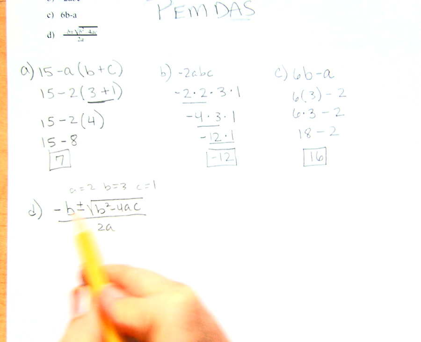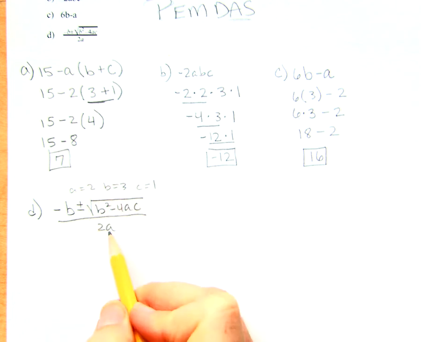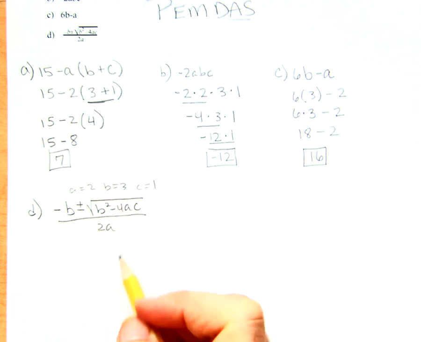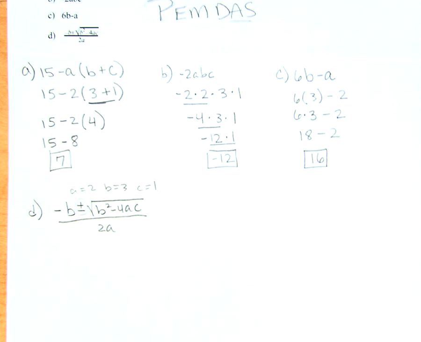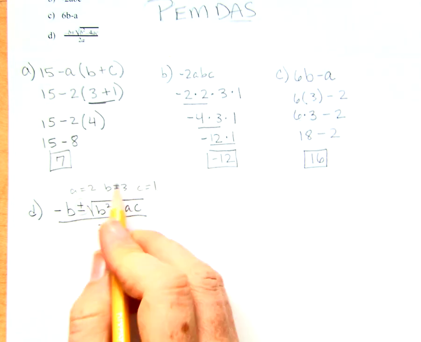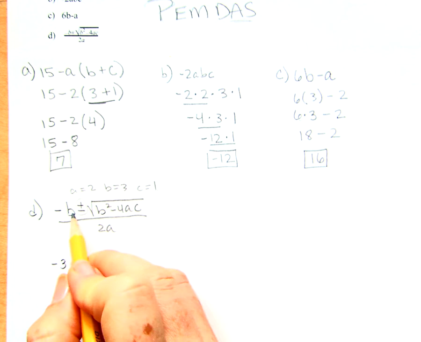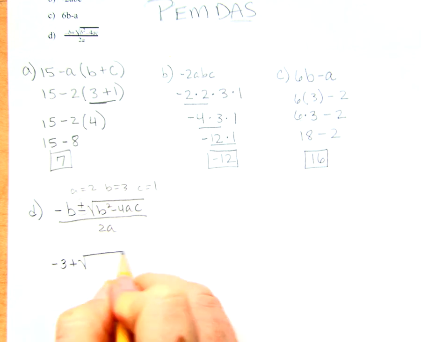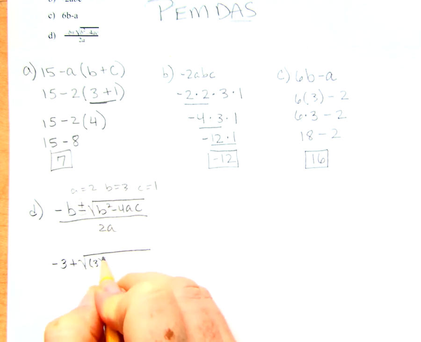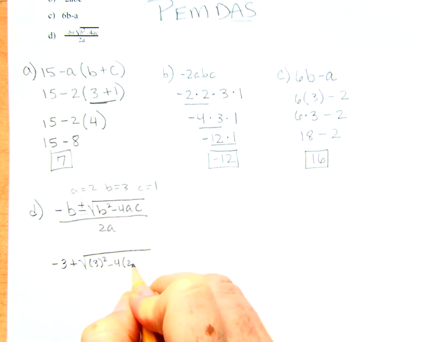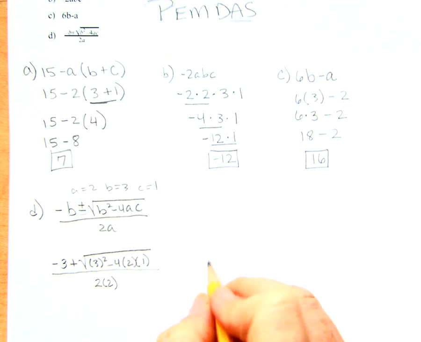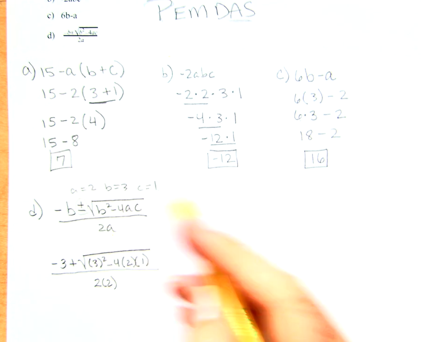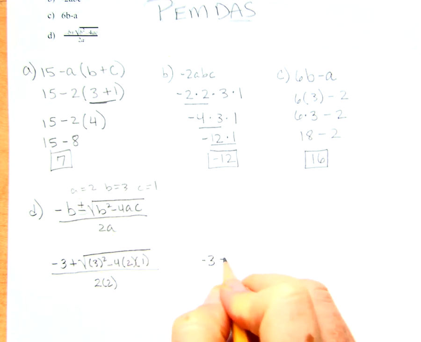So everywhere there's a b, we're going to replace it with 3. Everywhere there's an a, we're going to replace it with 2. Everywhere there's a c, we're going to replace it with 1. This plus or minus tells me that there are actually 2 versions of this. I'll have one version where I do a plus sign, so that b becomes 3 plus the square root of 3 squared minus 4 times a times c, all over 2 times a. But then I have to do this again because it's plus or minus. I have to do a minus as well, so it's the exact same formula.